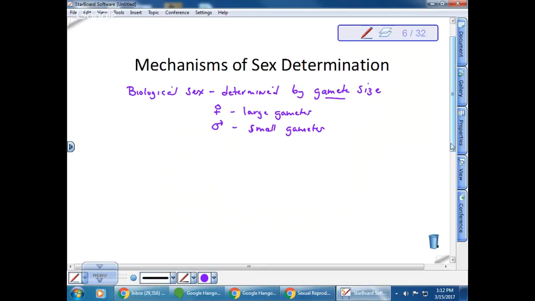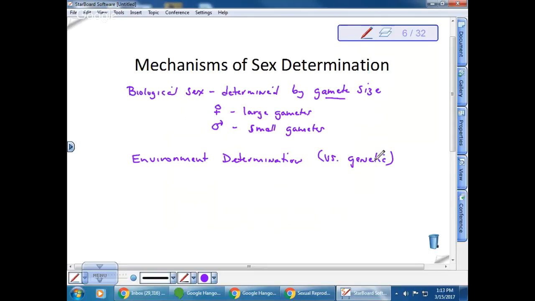Okay, so in our sex determination, it's genetic, right? And we know that it can be determined by chromosomes, but some organisms have environmental determination. So this is as opposed to genetic. So this is not the way we do it, okay?